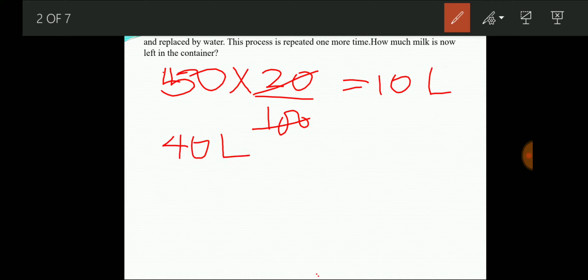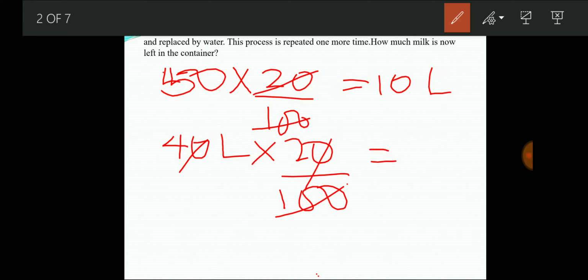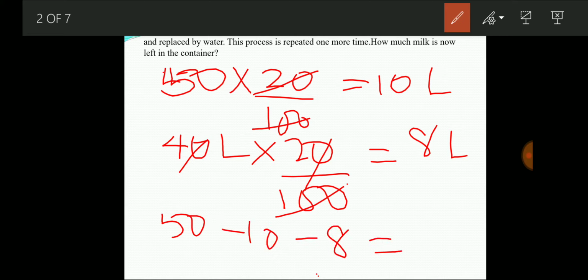Now we know the end solution is 32 liters. 32 liters is nothing but 8 liters less than 40. So if 8 liters has to be reduced, 8 liters is how many percentage of 40? It is 20 percentage of 40. So which means again only then we'll get 20% reduced. Our answer is going to be 8 liters getting reduced, initially 50, then minus 10 minus 8. So our answer is going to be 32 liters.